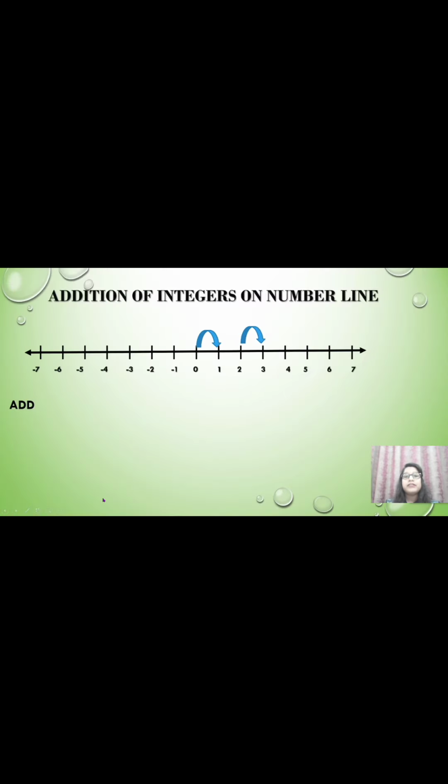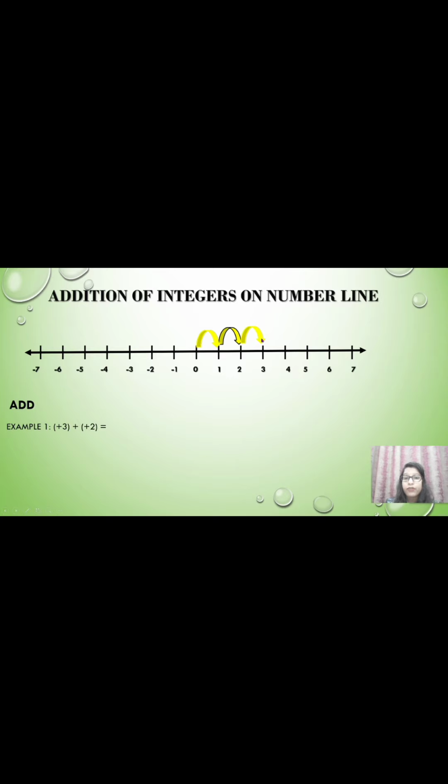Now addition of integers on number line. That means how we can add the integers on number line. Suppose we have to add 3 plus 2. Suppose this is our number line. I will start from 0. First we move 3 steps to the right of 0 and reach 3. That means I started my journey from 0 and reached up to 3.